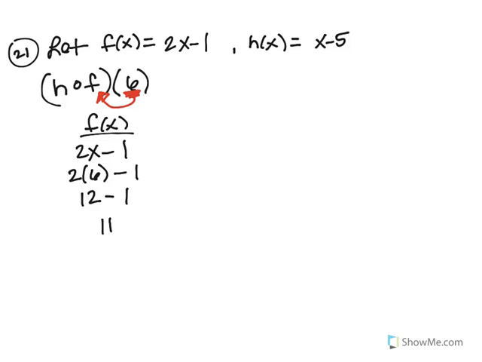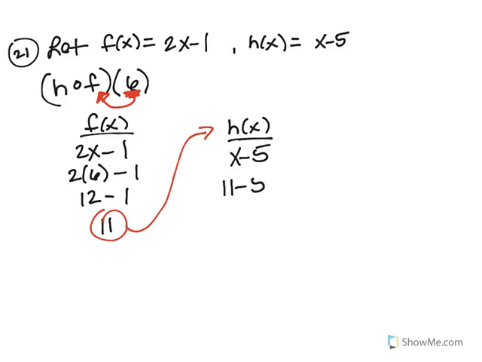Now you're going to take 11 and plug it into the h function. Okay? So the h function is x minus 5. So 11 minus 5 is who? 6. And that's your final answer.